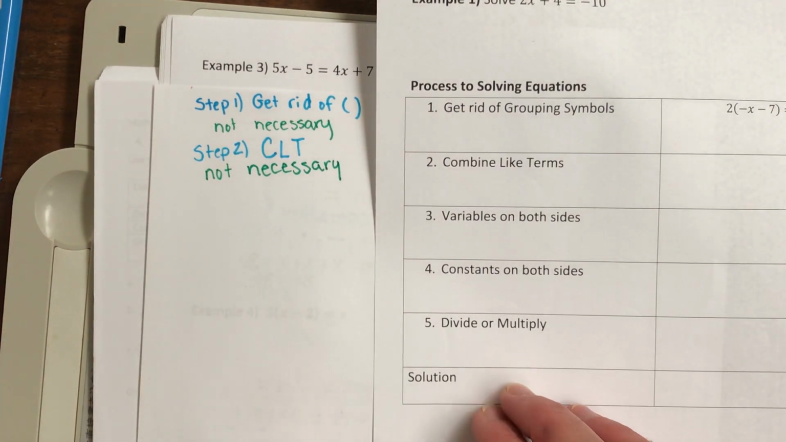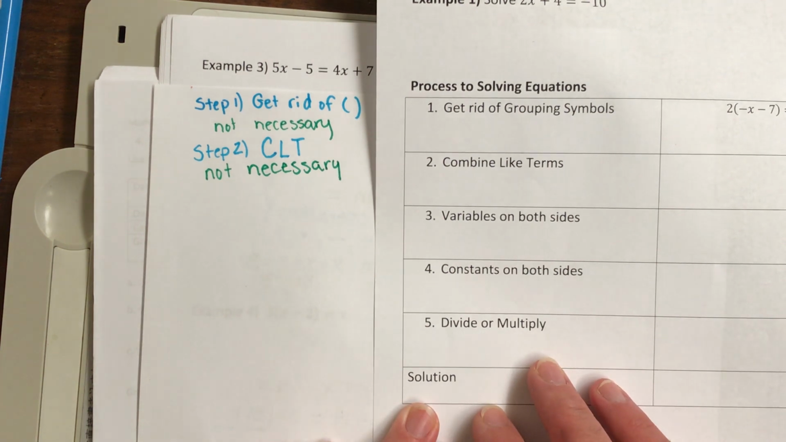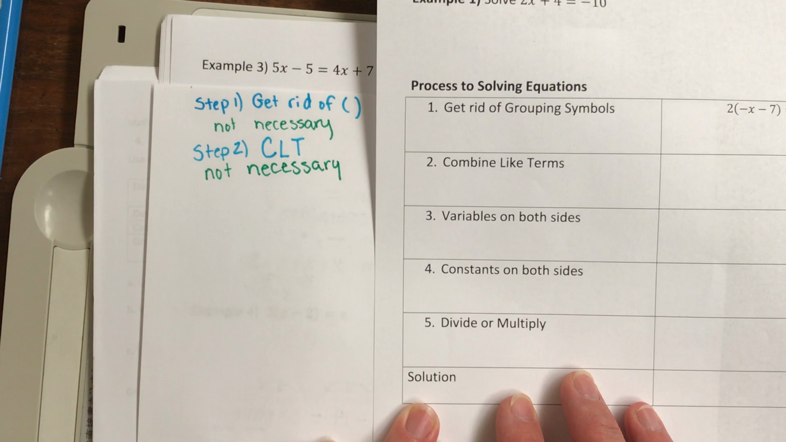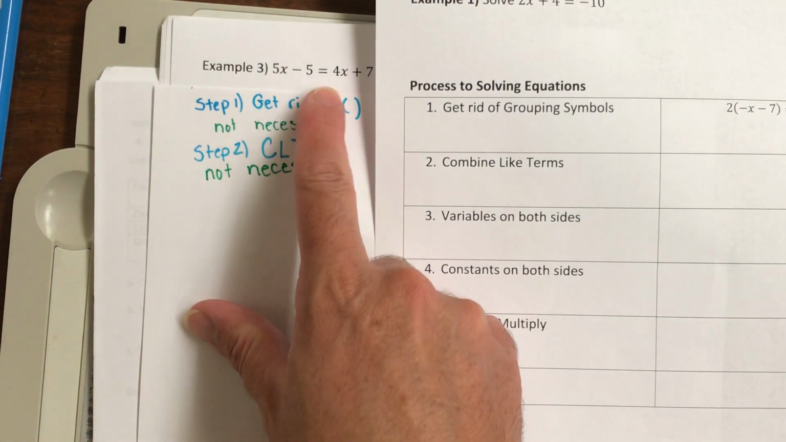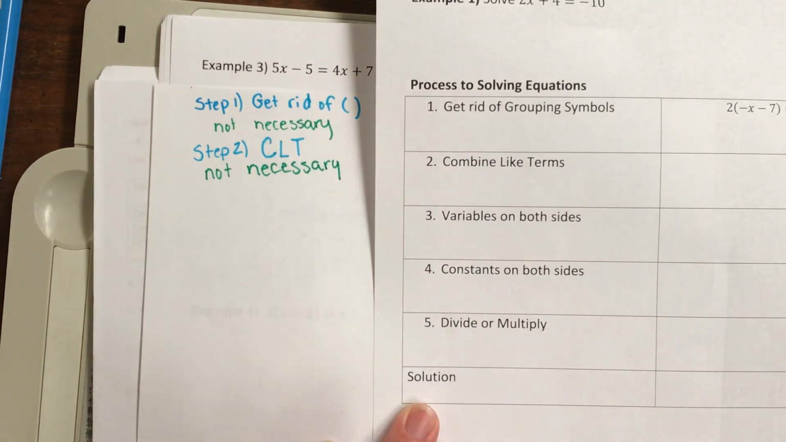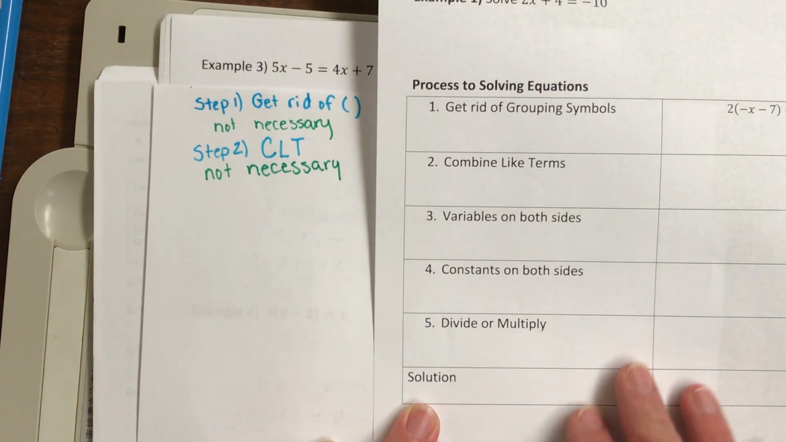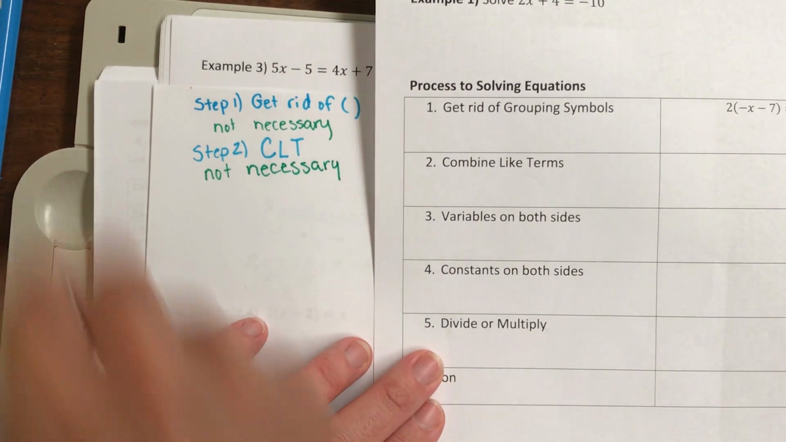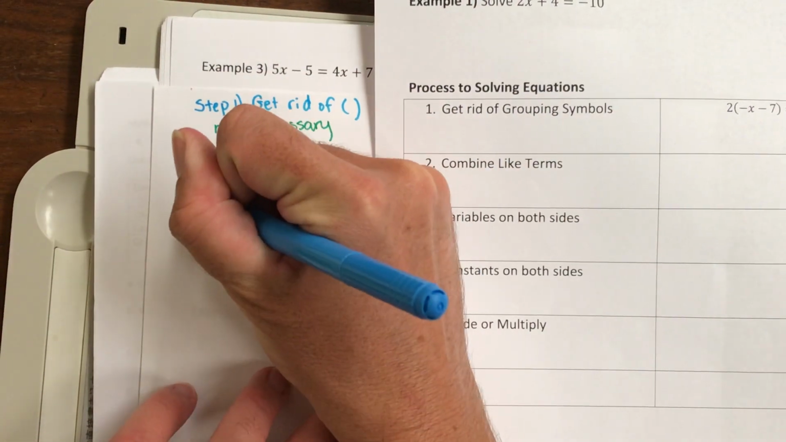So that brings us down to step 3, variables on both sides. So do we have variables on both sides? And the answer to that is yes. We have a 5x here and a 4x here. And we need to get those variables together. So step 3, variables on each side.